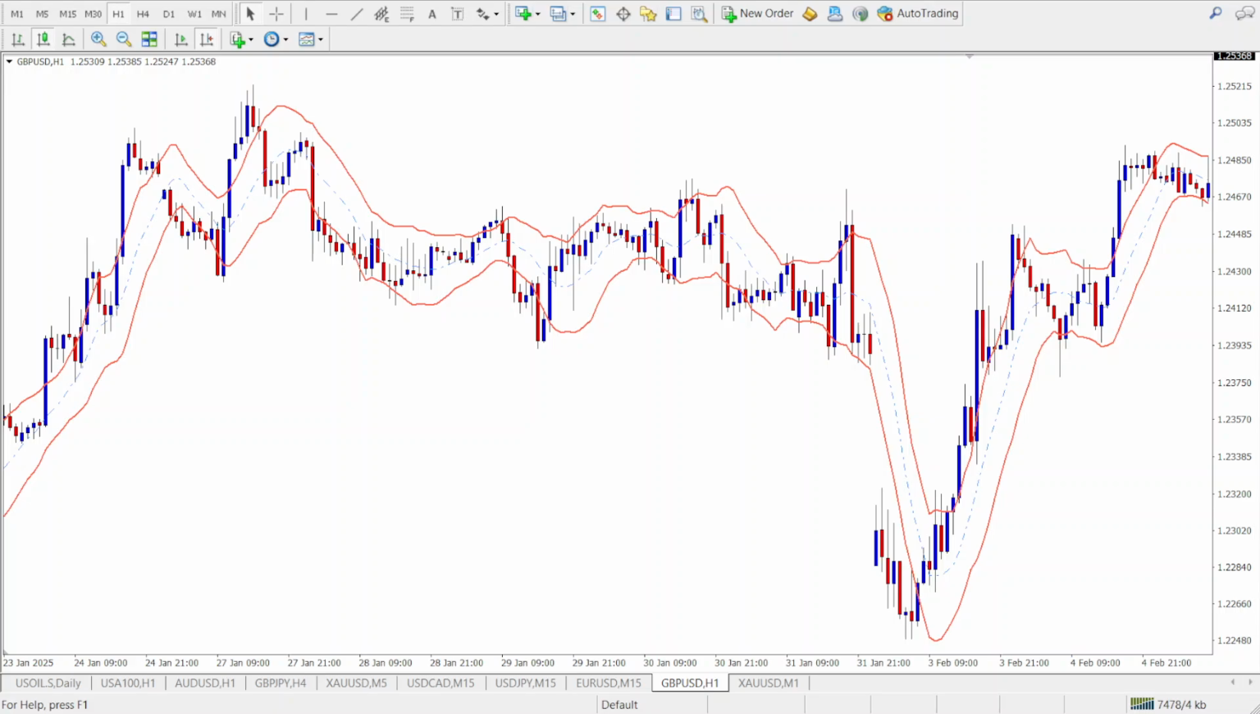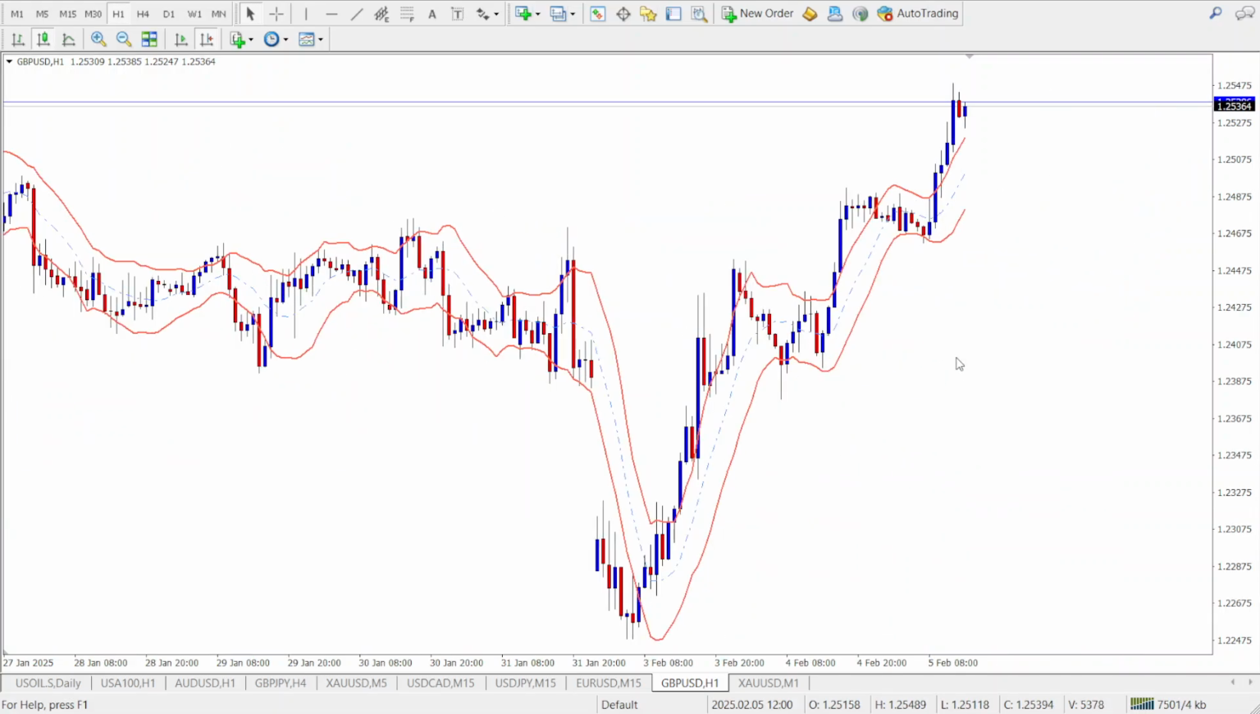Now, let's break down how to interpret the Keltner channel bands. Here's what you should be looking out for. Number one, looking out for the price touching the upper band. When the price reaches or breaks above the upper band, it often signals that the market is overbought or that a strong bullish trend is in place. This could be an indication to look for a potential buy entry or continue holding long positions if the trend is strong.